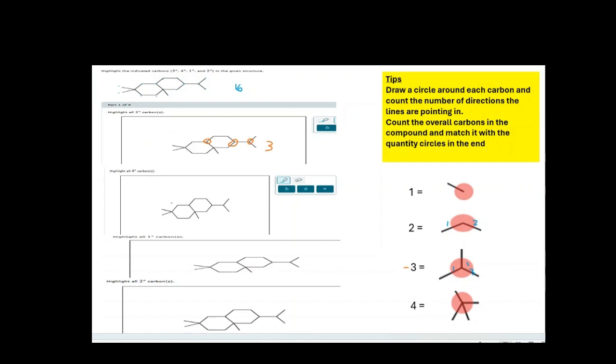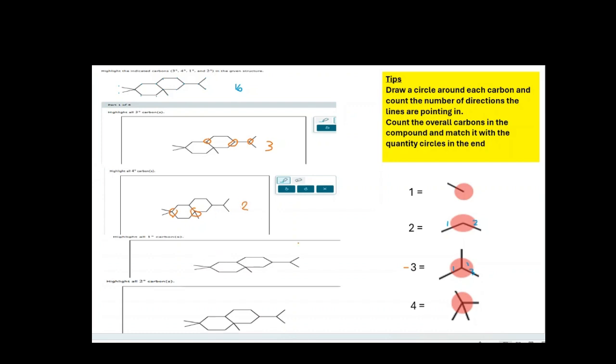Now I'll look for 4 carbons. So I'll look for them that look like this structure right here on the 4. So I can see I have 1, this exact copy right here. So that's 1. And then I have another one right here. And so I look 1, 2, 3, 4, 1, 2, 3, 4, and that should be it for my quaternary. So I'll put a 2.